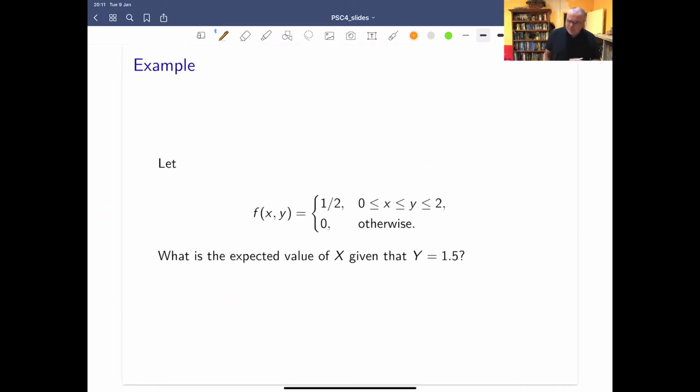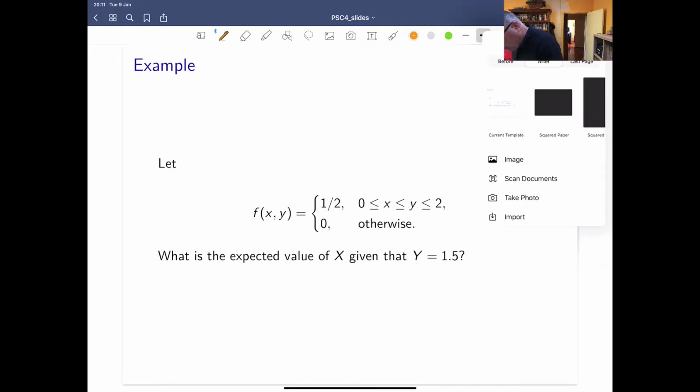So let's do an example. We've got our probability density function. It's a half, and basically x lies between 0 and y, and y lies between x and 2, and they both lie between 0 and 2, and it's 0 otherwise. We want to work out what the expected value of x is given y equals 1.5. Well, we're going to have to build this up slowly.